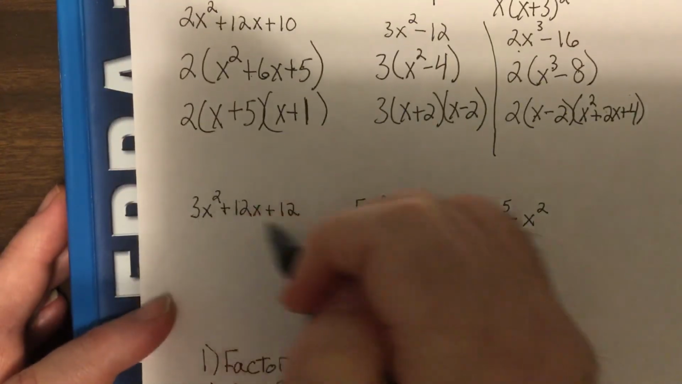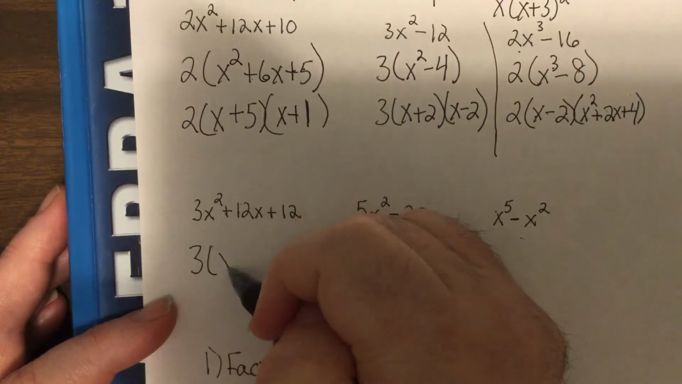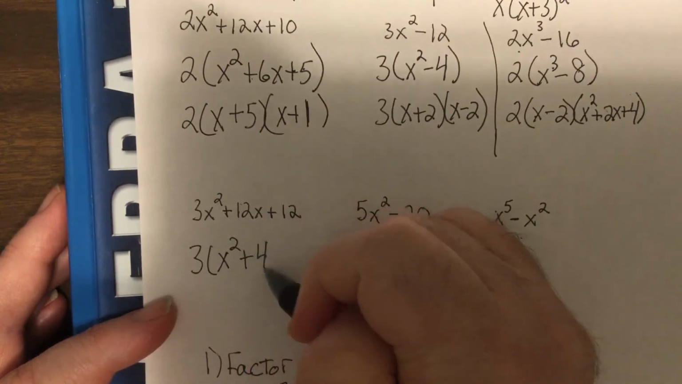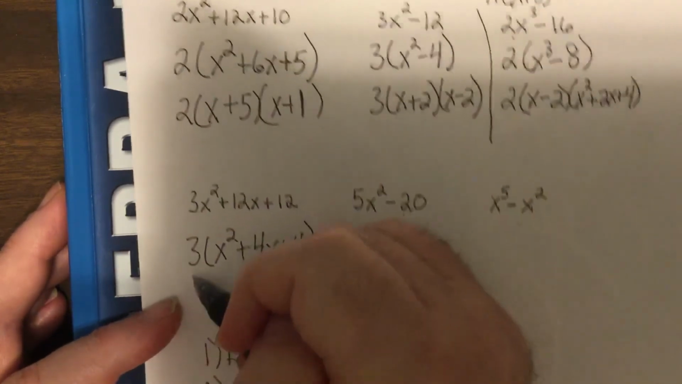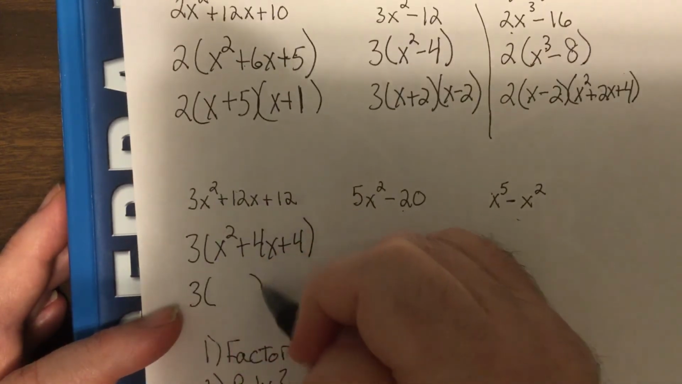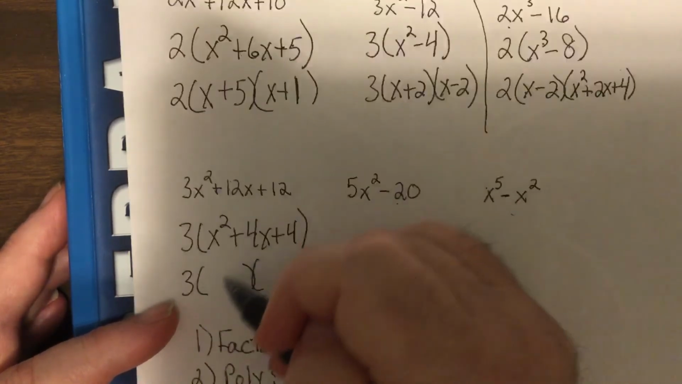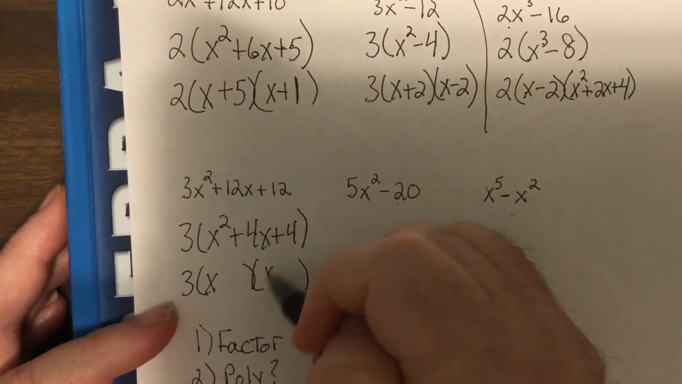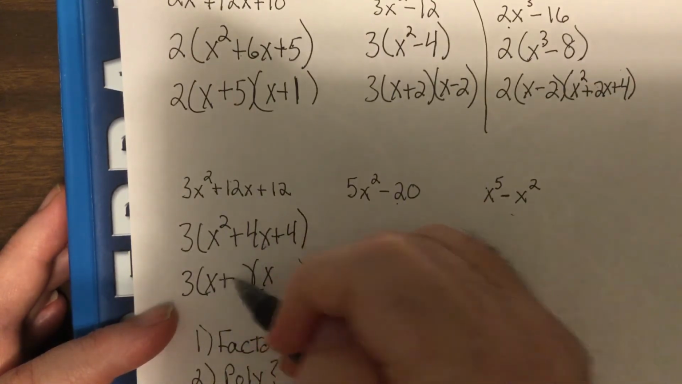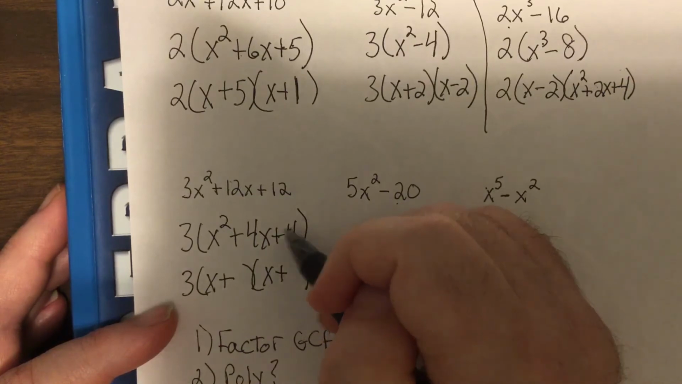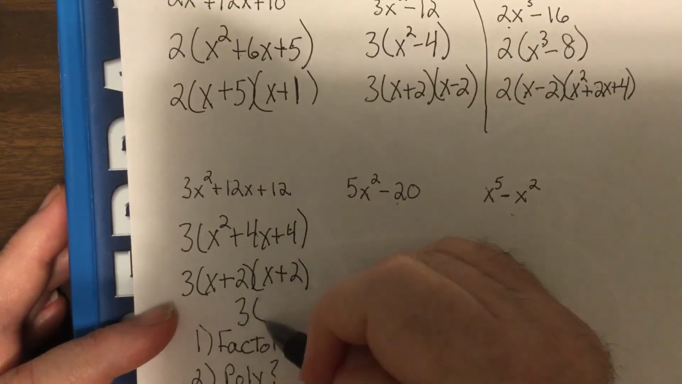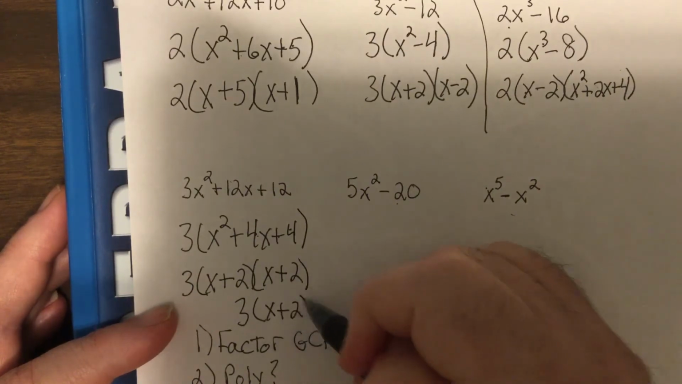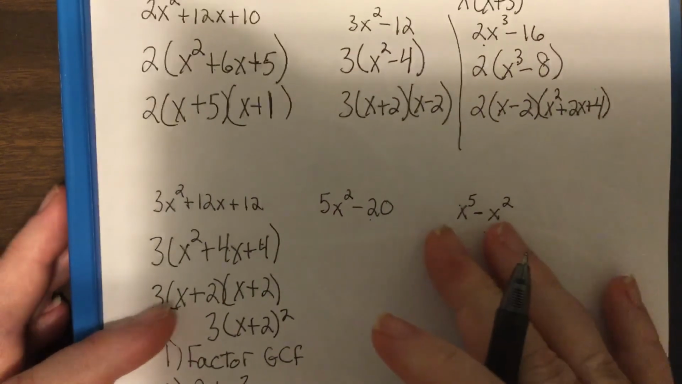This one, factor out the GCF. Oh, that's a trinomial, so now it might be prime. I might not be able to go any further. But actually I can. Last term's plus, so both same as the middle. The factors of 4 that add up to 4, 2 and 2. So it'd be 3x plus 2 squared.